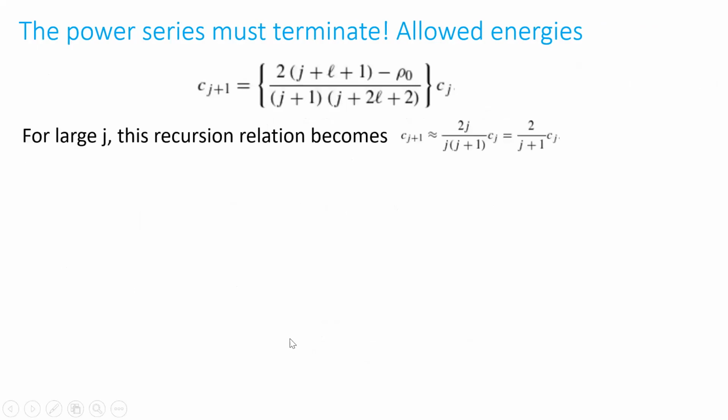And for large J, so we look at large J. So we assume the series doesn't terminate. So at large J, this recursion relation will become C to the J plus 1 is approximately, as J gets very large, L can be neglected and 1 can be neglected here. So we just get 2J, and rho naught can be neglected. So we just get 2J in the numerator.